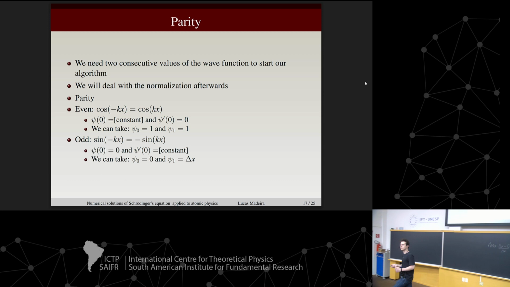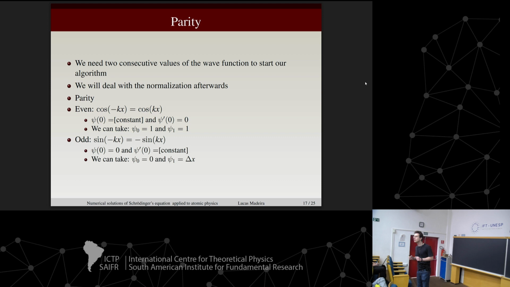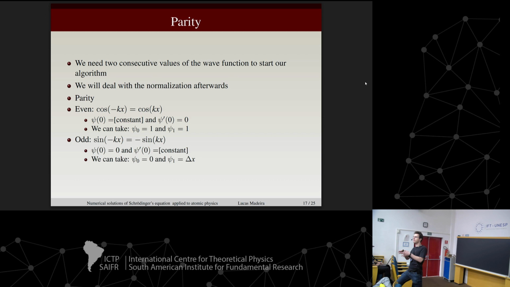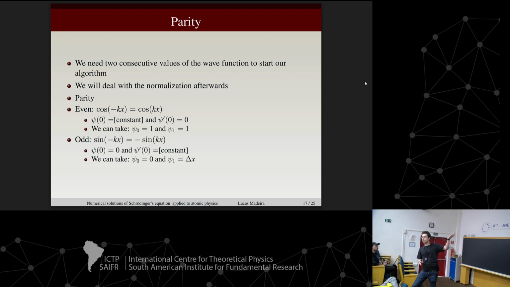Why did I choose both to be one? I'm motivating with the cosine, but this discussion is general to any even function. If I take both to be two, it's going to work as well. If I take both to be square root of two, it works too. If I take both to be pi, it's going to work. An arbitrary value? Value, yes.